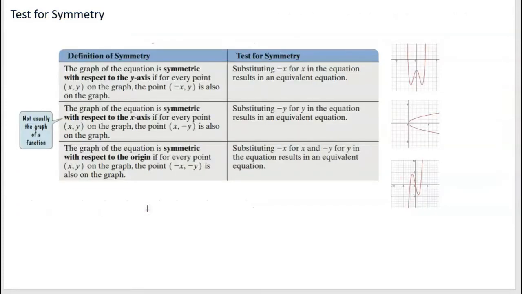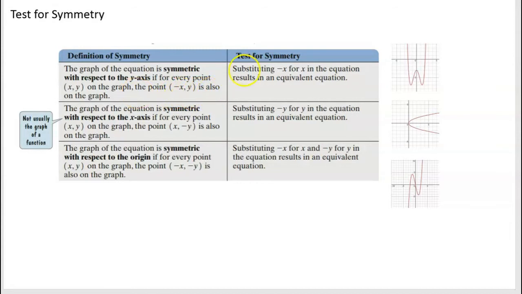Now we can sum this up all at once. Here we go. The graph of the equation is symmetric with respect to the y-axis. Remember, that's the first one we did. I put that tiny little graph over here for you. If for every point (x, y) on the graph, (-x, y) is also on the graph. That's exactly what we said before.